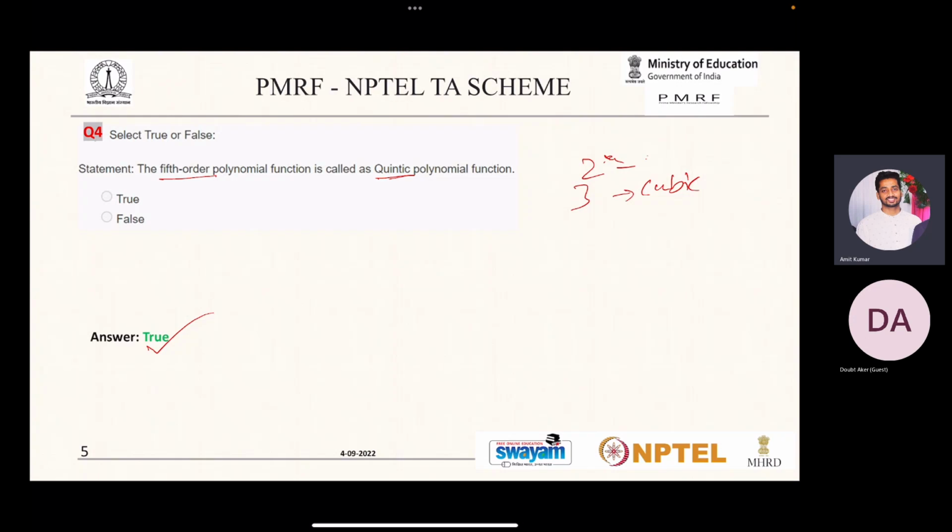Two is quad, and similarly fifth is quintic. So this is just terminology, and if you know that fifth order is quintic, that's it. It's true.